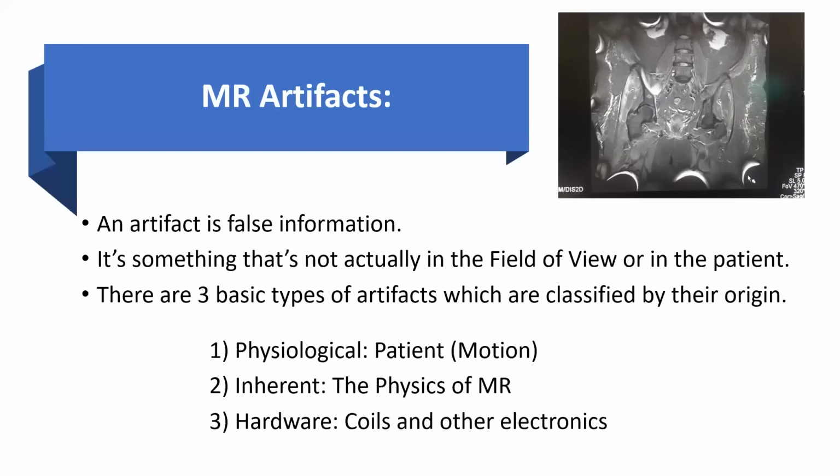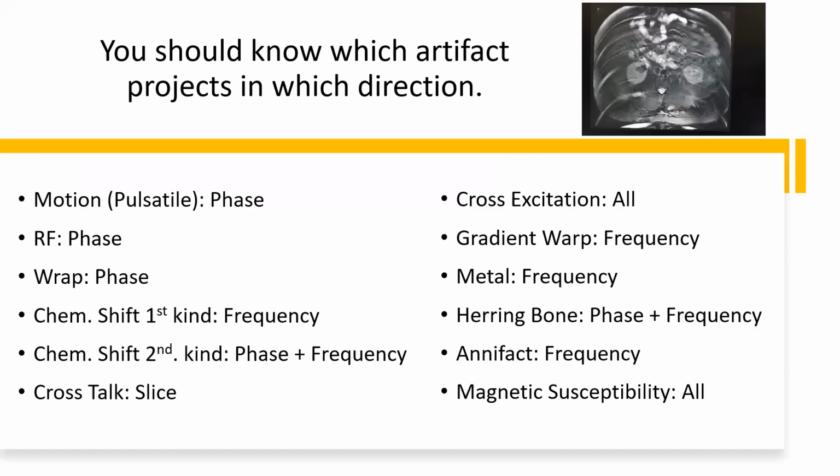Okay, so what's an artifact? If they ask you, what's an artifact? It's false information. It's something that's not really there, or it's something that shouldn't be there. There are 3 basic kinds of artifacts, or 3 sources of artifacts. Physiological, which is patient moving. Inherent, which is the physics. And then there's hardware, which is coils and other electronics. I'm not going to break down each one of these, but I'm just going to run the list. So what you really need to do, guys, is have maybe a little list, and you need to know which artifact goes in which direction, for example.